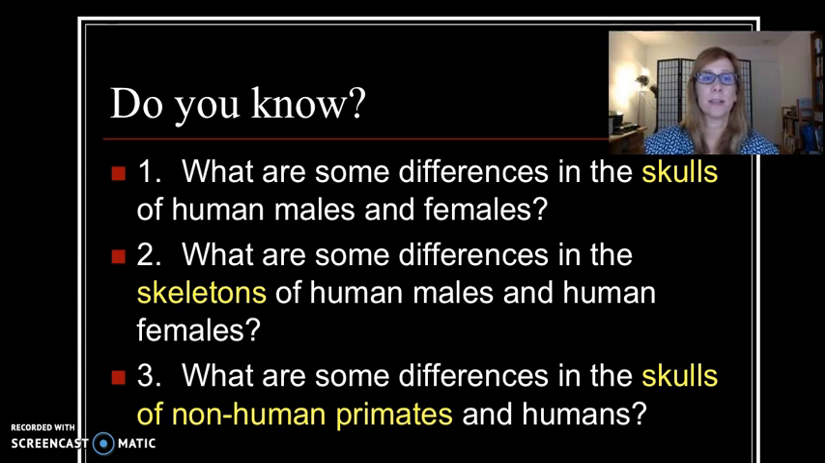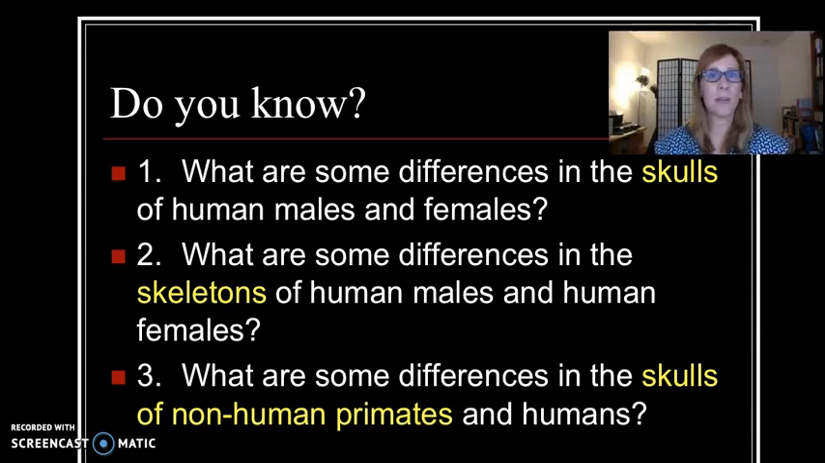The first one is just to test your knowledge. So I wanted to know if you had some ideas, without looking through the material, about differences in the skulls of human males and females. If you think about the males and females that you know, people have different qualities, different characteristics of their skulls, their faces, and of course these are on a spectrum, just like gender is on a spectrum, and the manifestation of characteristics are on a spectrum.